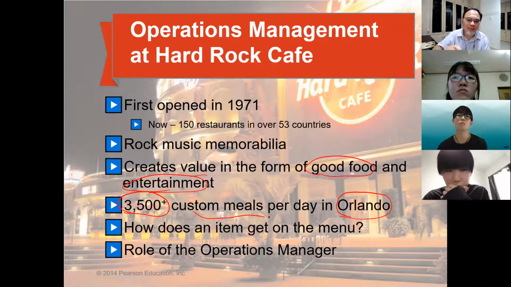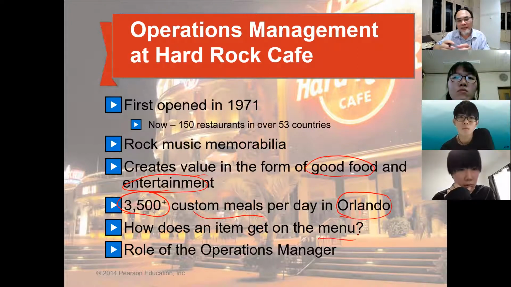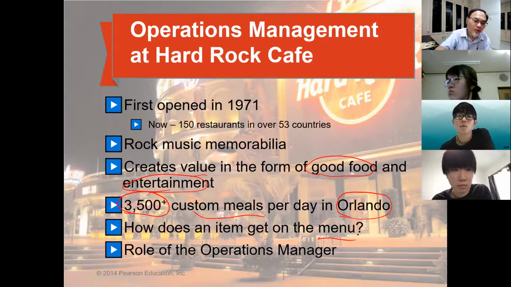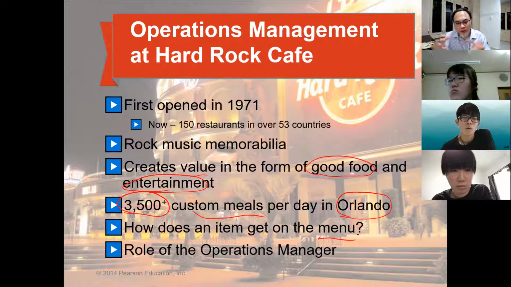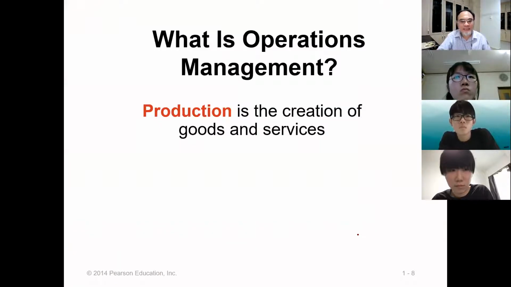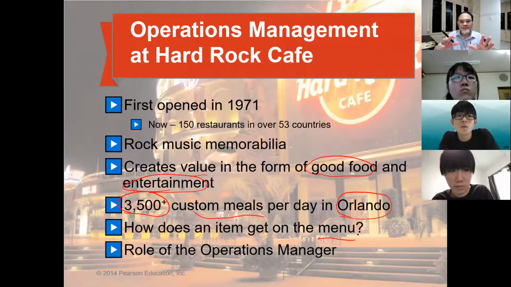So how does an item get on the menu? This requires some recipe, some design, basically. You need to design the menu. And what is the role of the operations manager? When you have so many products, customers coming in with different orders, how do you do scheduling of workers? How do you utilize the kitchen? So it is this situation that requires us to look at it from a proper operations management perspective.